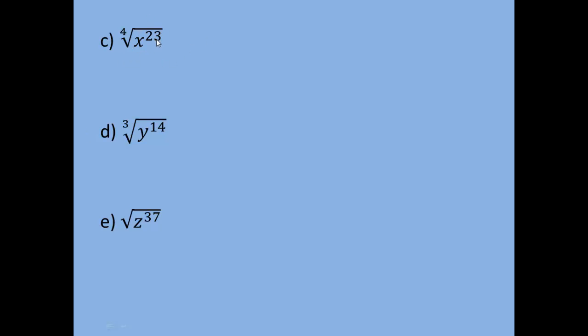So x to the 23rd, 23 is not divisible by 4, so I know it's not a perfect power. Right away I know I'm going to need two radicals, each being the fourth root, because this was the fourth root. We want the highest power closest to 23 that's divisible by 4, which is x to the 20th power. Whatever's left over goes into the next set.